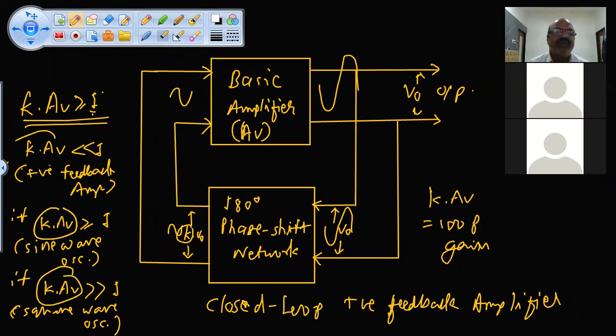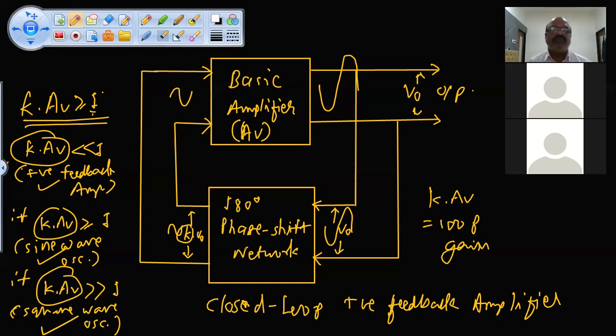If K times AV is less than 1, then it becomes a positive feedback amplifier. If K times AV approaches 1, it becomes a sine wave oscillator. If K times AV is much greater than 1, then it becomes a square wave oscillator. Okay, same circuit with different versions.